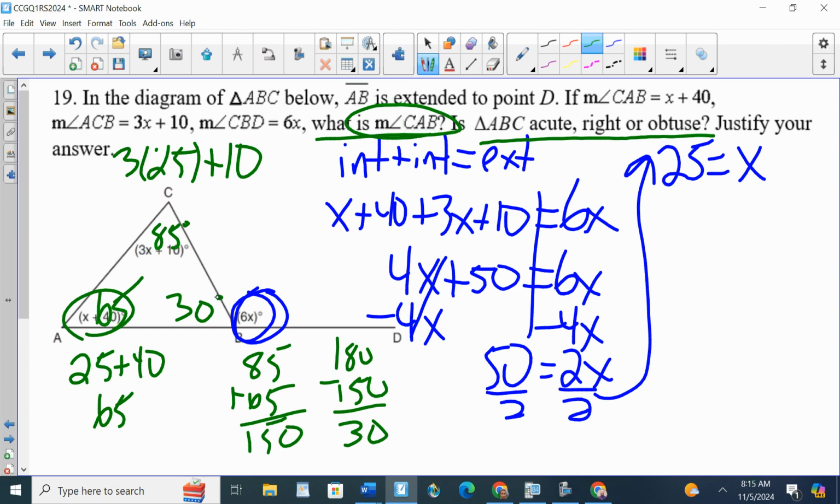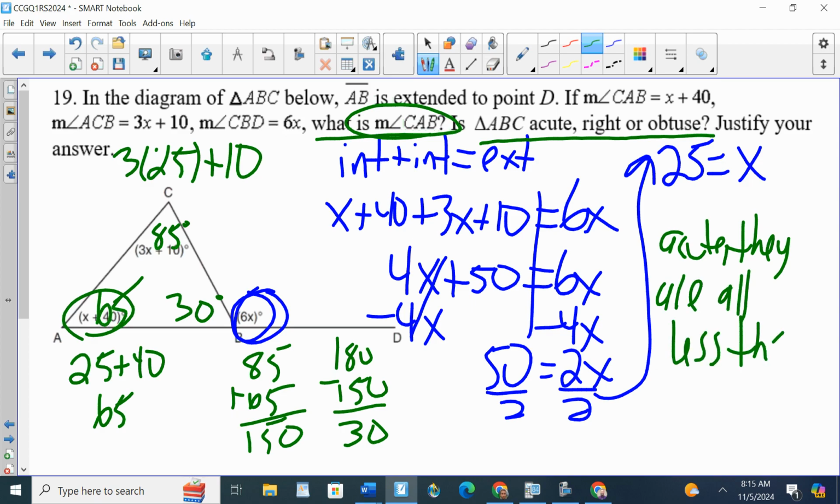Is it acute, right, or obtuse? Well, since they're all less than 90, it's acute. They are all less than 90. So again, we have an exterior angle. The two interior angles add to equal the exterior angle.